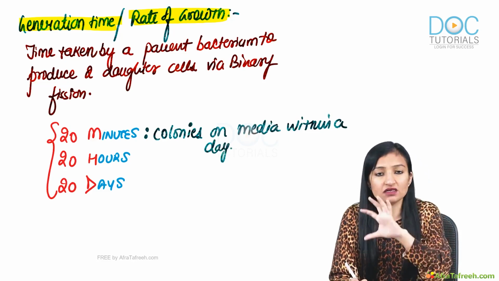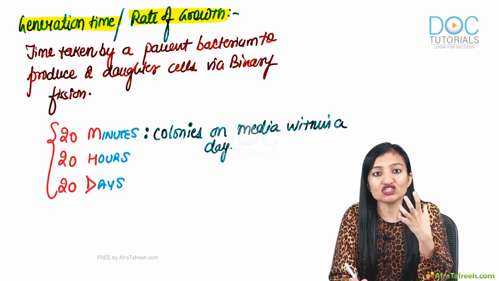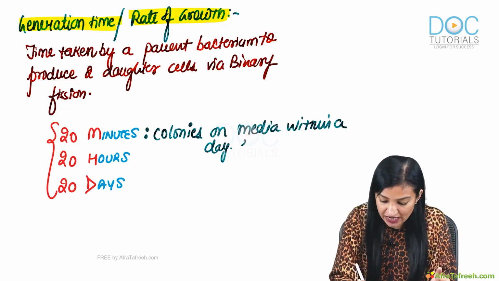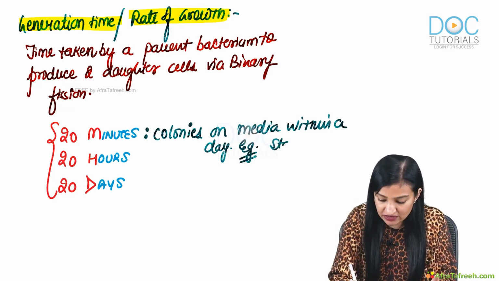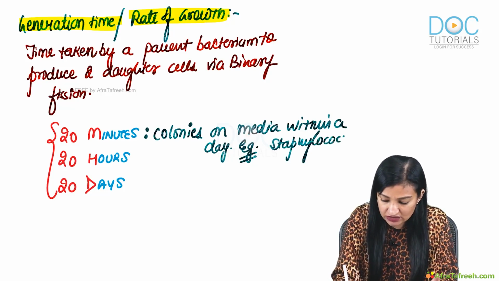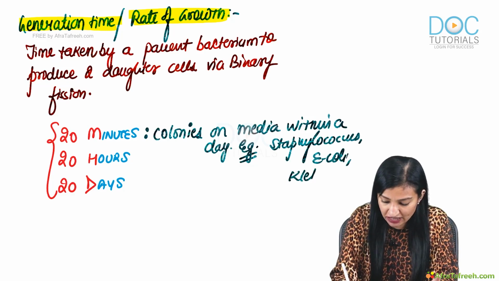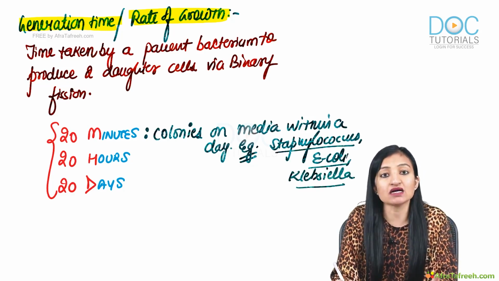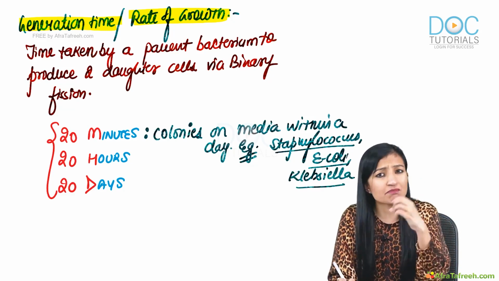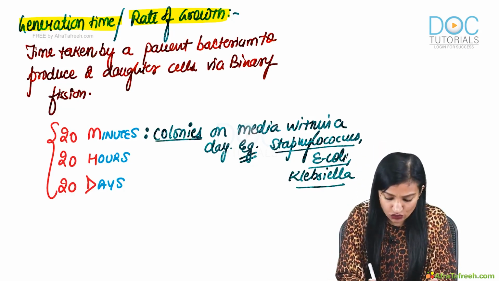So, this very rapid generation time is encountered in a lot of common organisms. For instance, Staphylococcus, Escherichia coli, Klebsiella. So, if the patient sample has got any of these bacteria whose generation time is within minutes, next day only we can see the colonies.